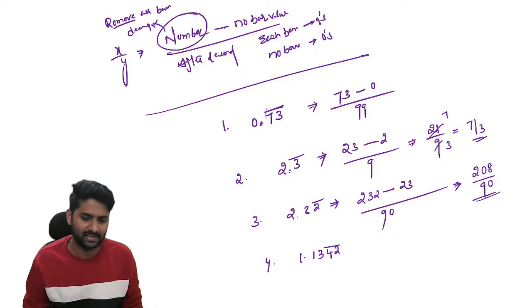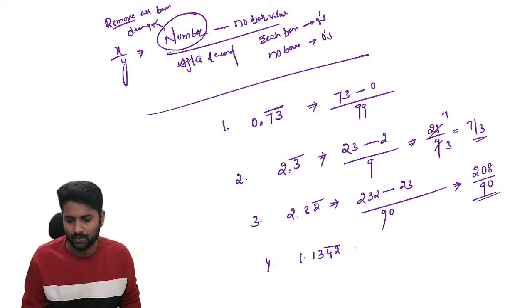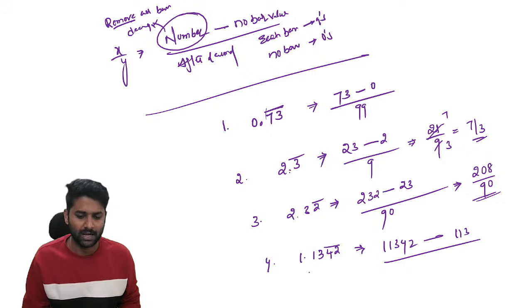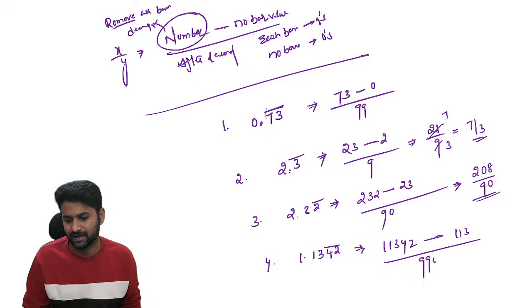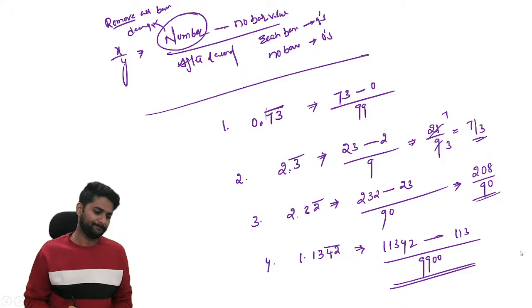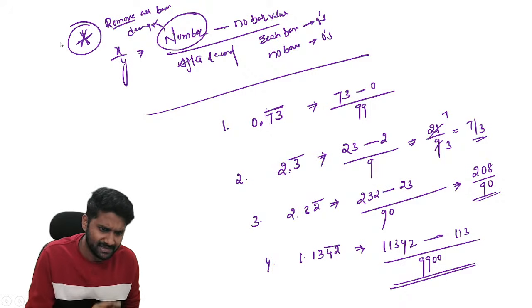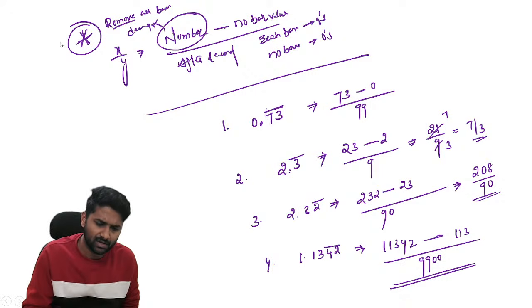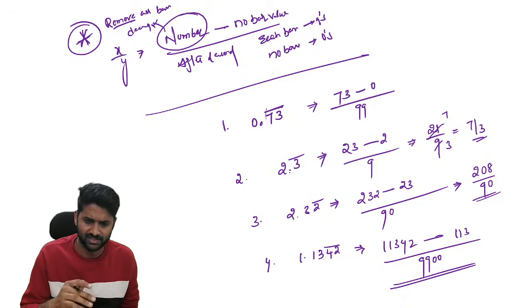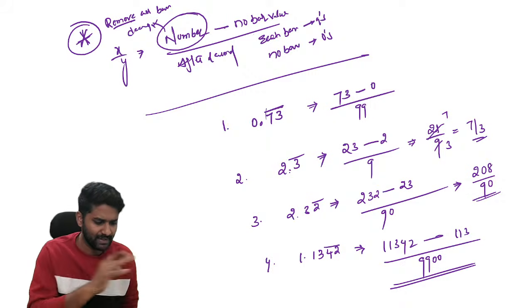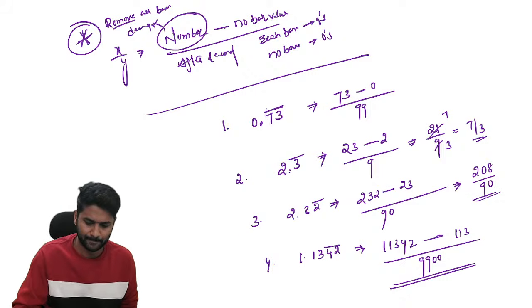Last example: 1.1342 bar, for example. 42 is repeated. What is the entire number? 11342 minus the no-bar value, which is 113, divided by. After the decimal, there are two no-bar and two bar values, so it is divided by 9900. This is one of the most important questions in SSC CGL, CHSL, railways or any placement examinations. Definitely you will see this kind of question. So we are converting repeated values into a fraction.